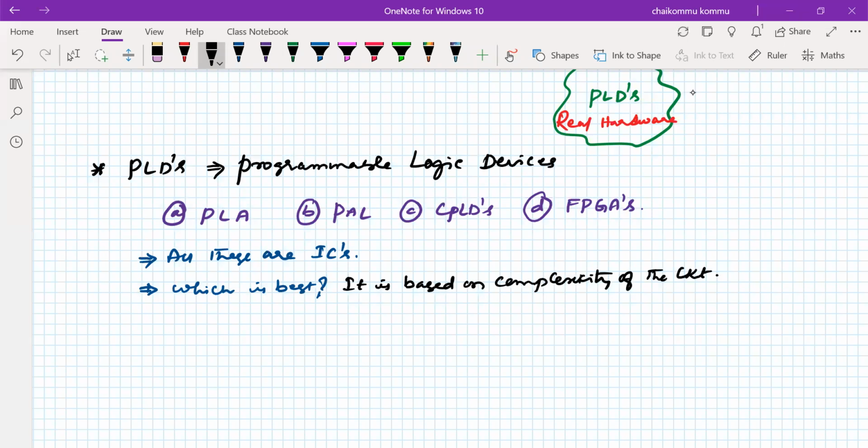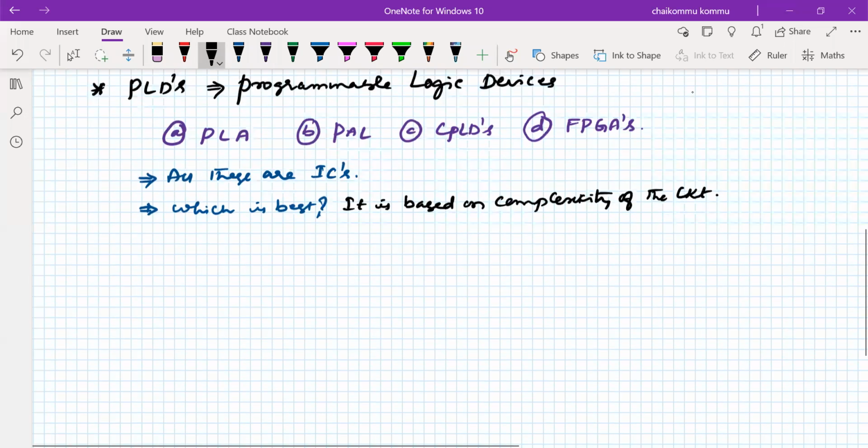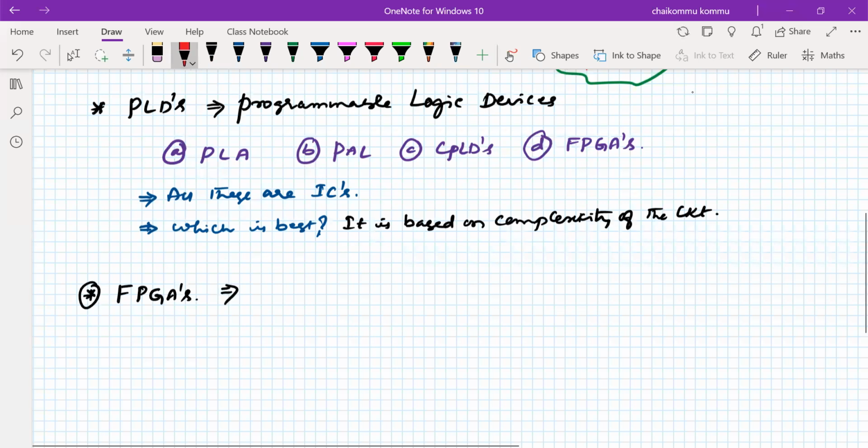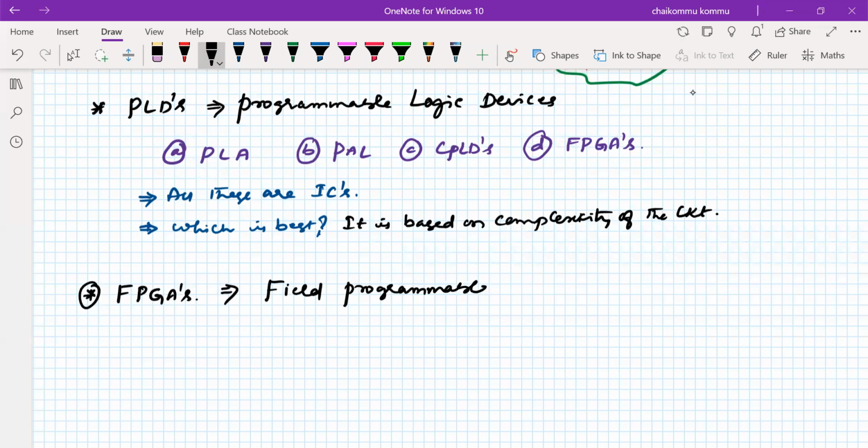But most popularly people are using FPGAs nowadays because a large function can be implemented by FPGAs. So FPGA is the choice of discussion now. Therefore we focus mainly on FPGA in today's class. What is an FPGA? It is a field programmable gate array.